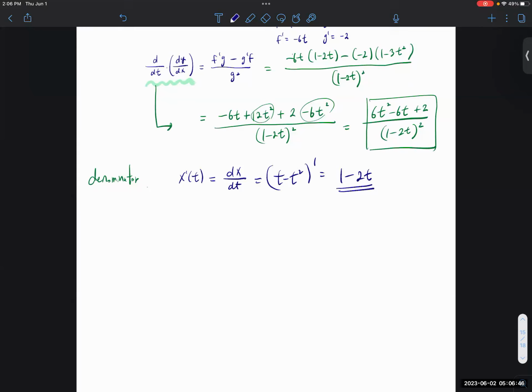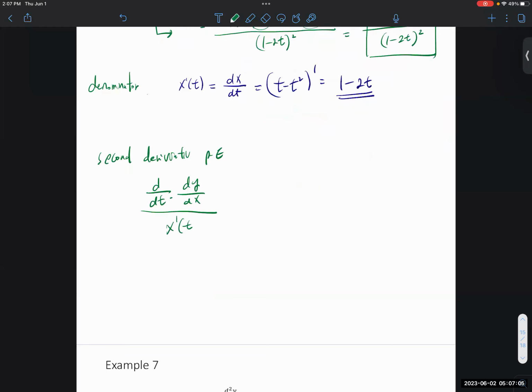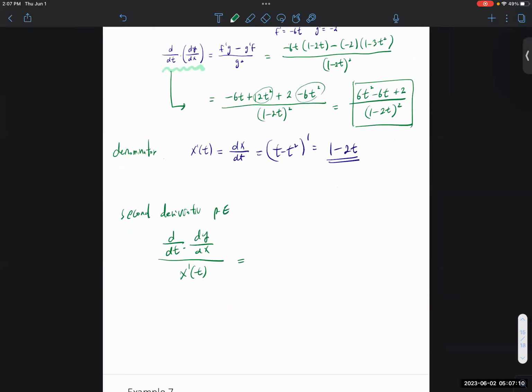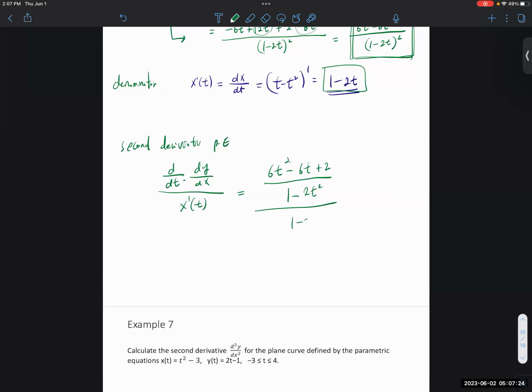So, for the final answer, I'm going to change the color. The second derivative of the parametric equation, d over dt of dy over dx, over x prime t. We have all the information: this is the numerator and this is the denominator. So it's 6t squared minus 6t plus 2, over (1 minus 2t) squared, over 1 minus 2t.